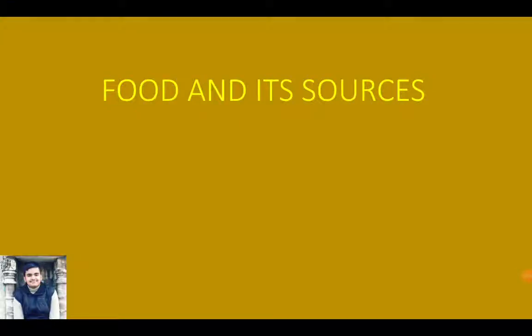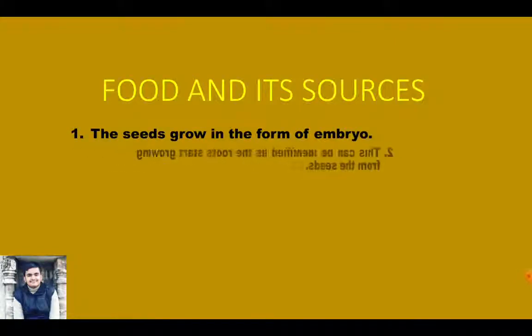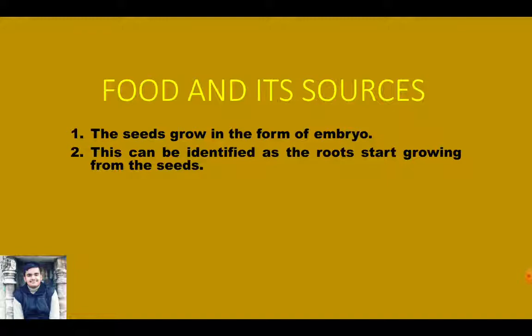Let's start or continue our chapter number 1, Food and its Sources, in continuation with NCERT. Now, let's discuss about the seeds. The seeds grow in the form of embryo, and this can be identified as the roots start growing from the seeds. Now, you might think how.